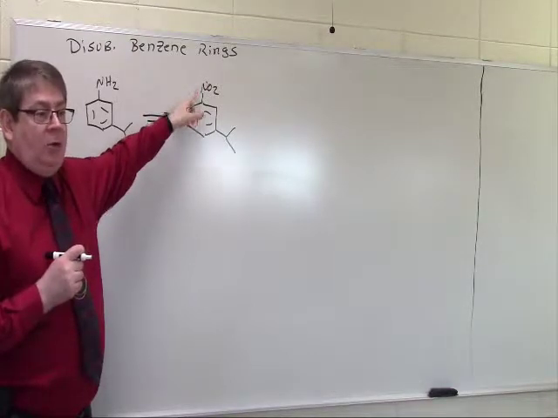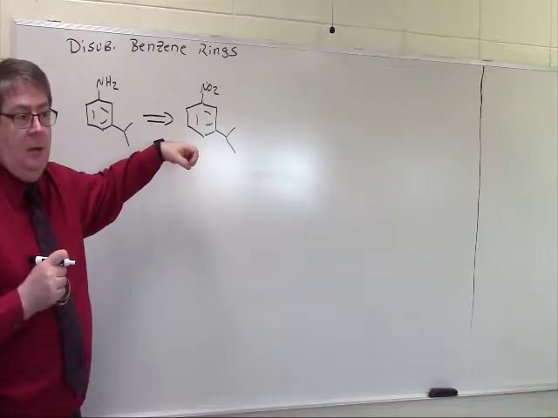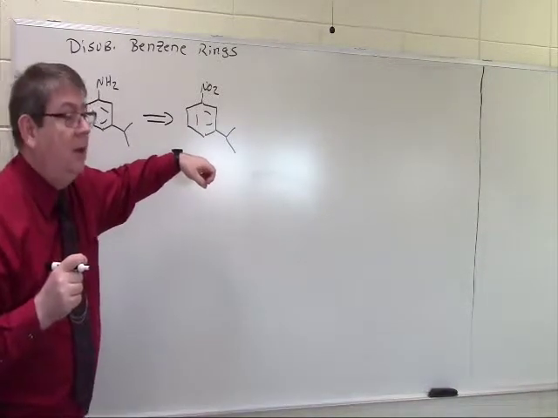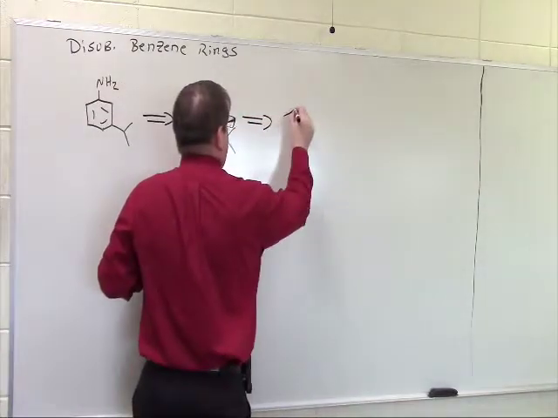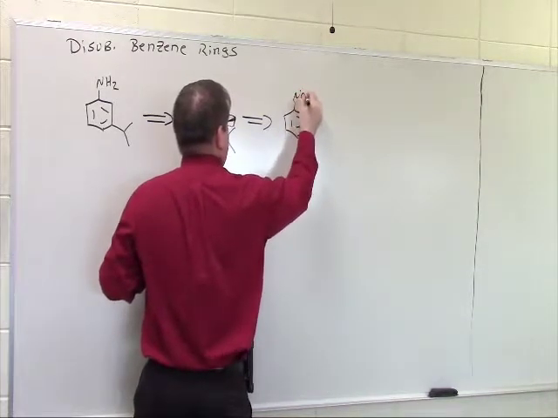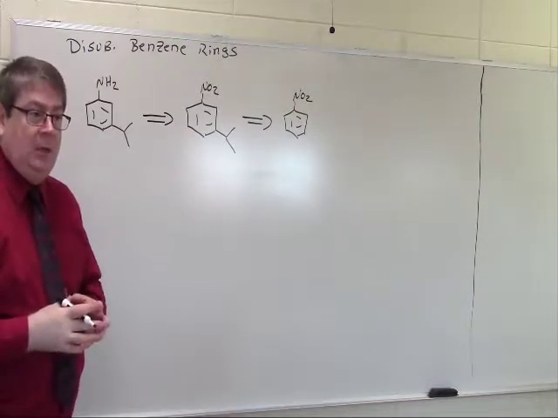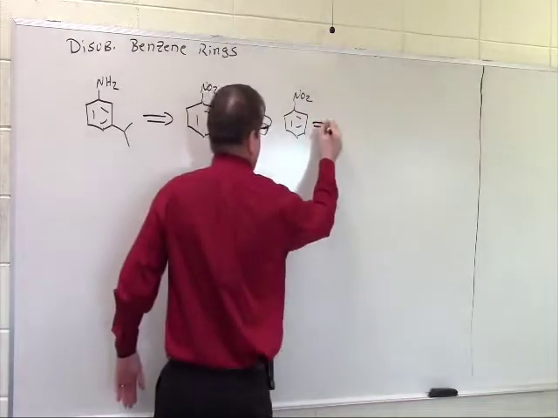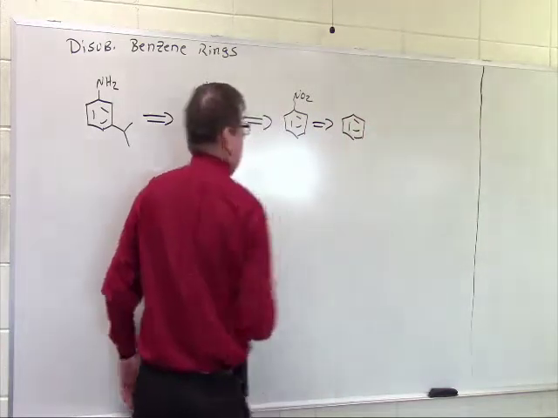So which group do I need to put on the benzene ring first? The deactivator? Yeah, the nitro group, right? The deactivator. So I have to put on the nitro group first, because that's going to direct the chemistry. So let's think about this. And we can, of course, get this from nitration of benzene. So we'll just do one more retrosynthesis there to get to the benzene.